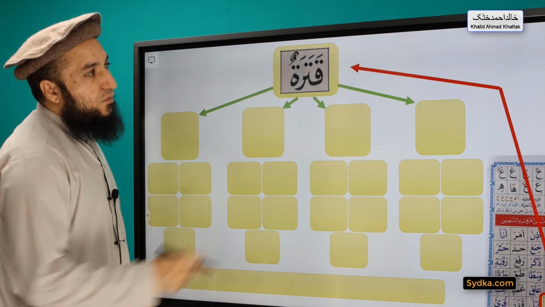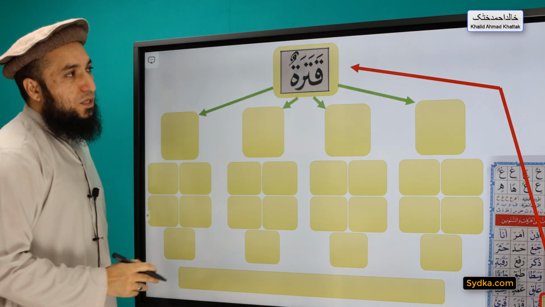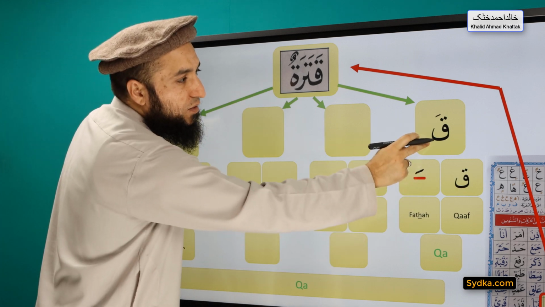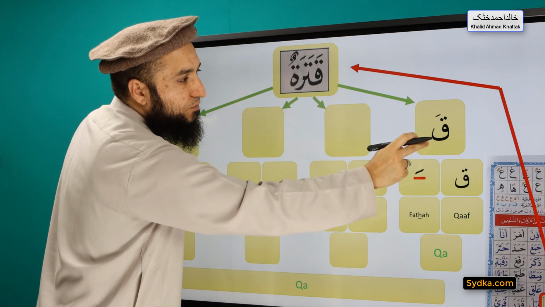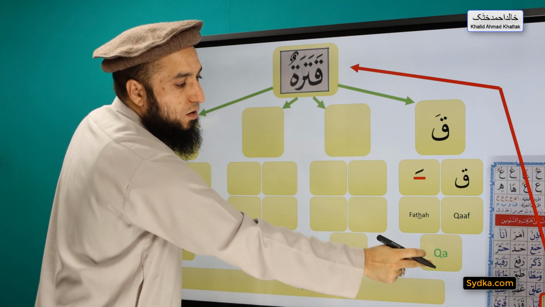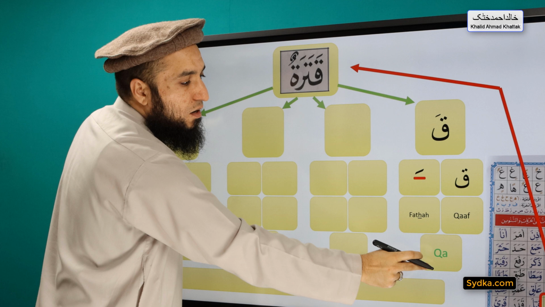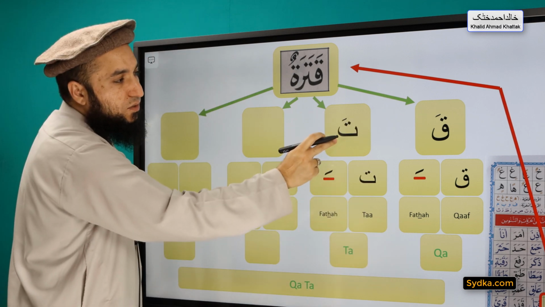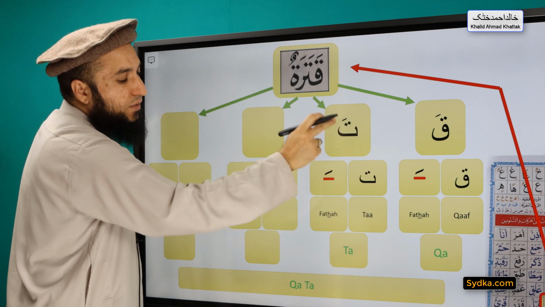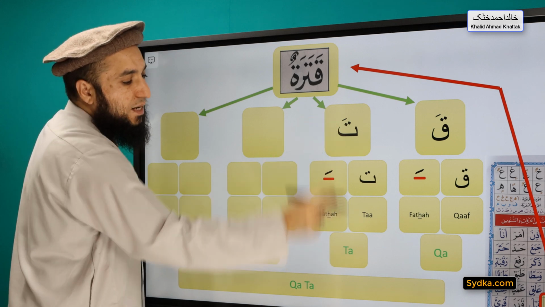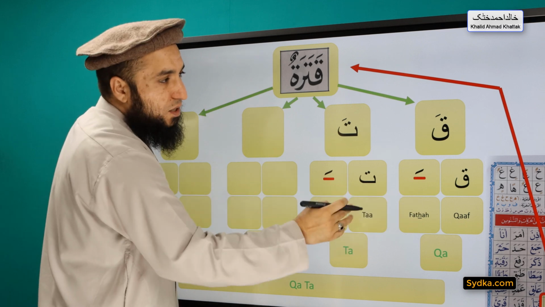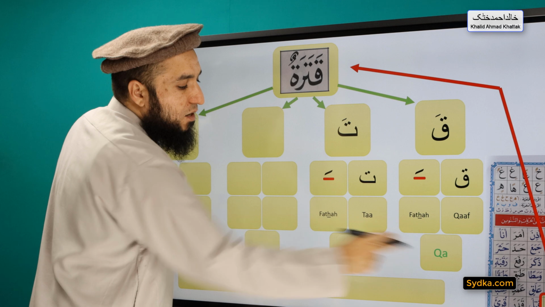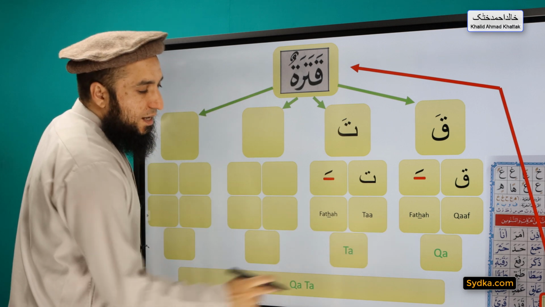So the next word we have is qataratun and it has 4 syllables. The first one is qaf fatha qa. Qaf is not silent and we have fatha on it. Qaf fatha qa. The second syllable we have is ta fatha ta. Ta is not silent and we have fatha on it. Ta fatha ta. So now we connect these two syllables. We have qata.